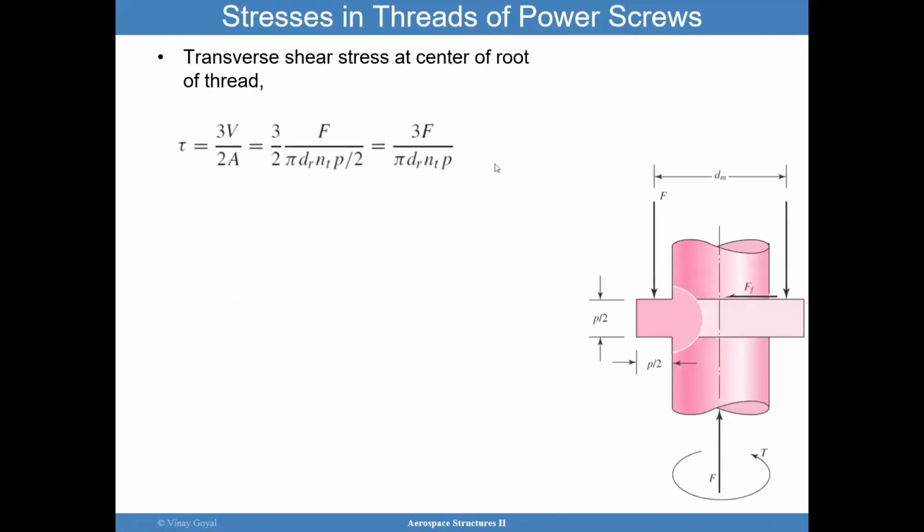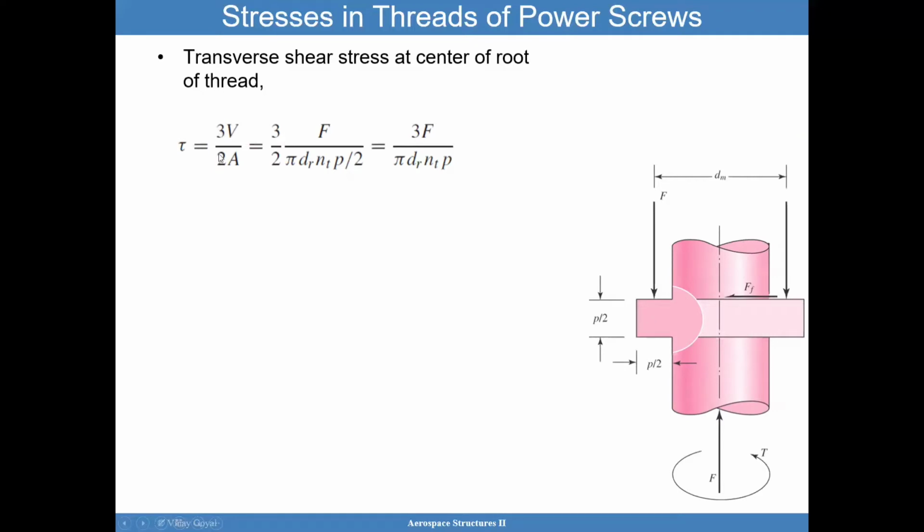The transverse shear stress at the center of the root of the thread is really the shear force V, which is the same as F, and the area can be calculated as the circumference times P over 2 times the number of threads engaged. Again, if we assume NT to be lower, because maybe not all threads will be engaged, this shear stress will shoot up. Now remember that this is 3 over 2 because the max stress occurs because there's a parabolic distribution from the top to bottom.